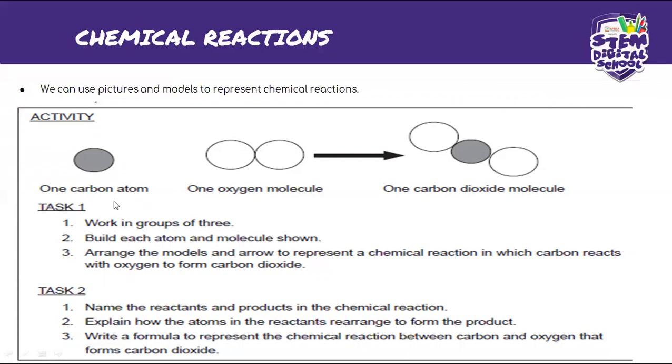Now task 2: you have to look at these pictures and models, then name the reactants and products in the chemical reaction, and explain how the atoms in the reactants are arranged to form the product. And task 3: write a formula to represent the chemical reaction between carbon and oxygen that forms carbon dioxide. I will be waiting if you have any questions, or you send in your answer so that I can correct you and we can proceed.